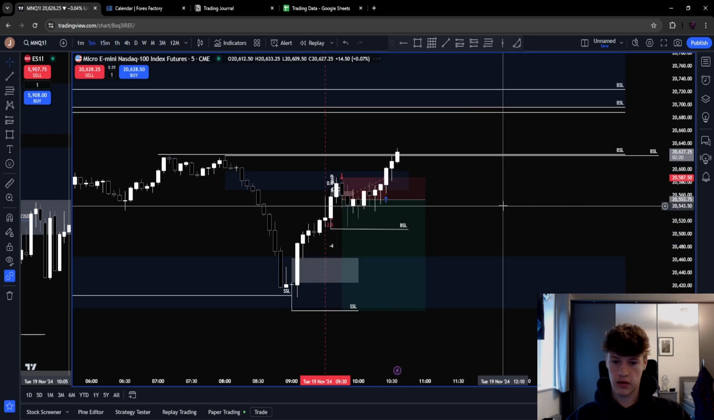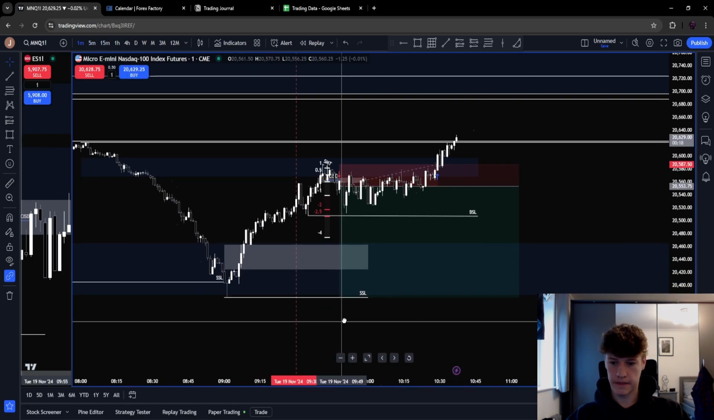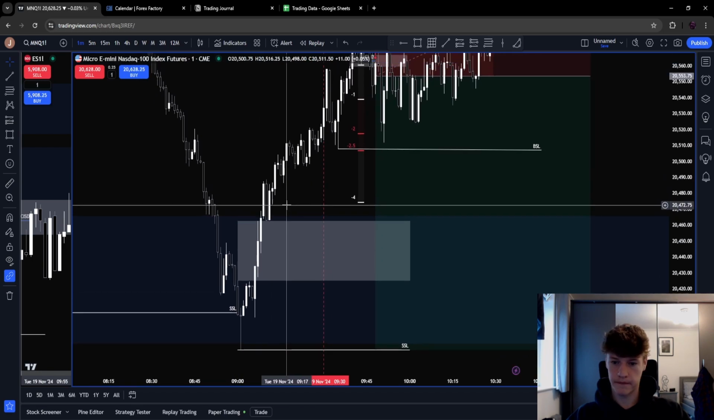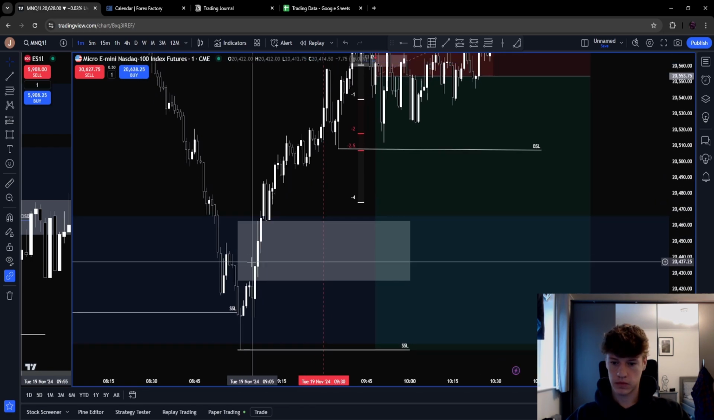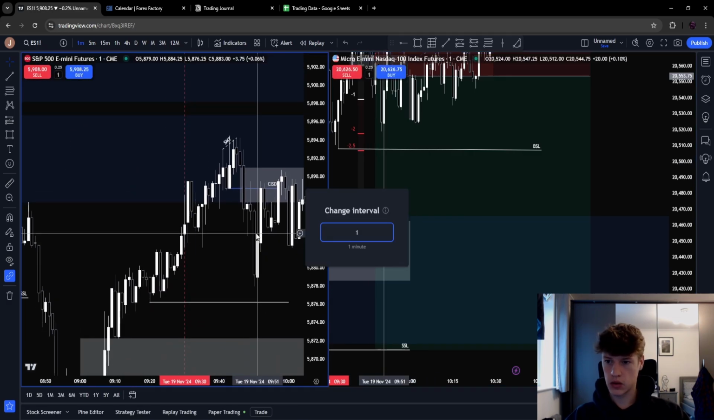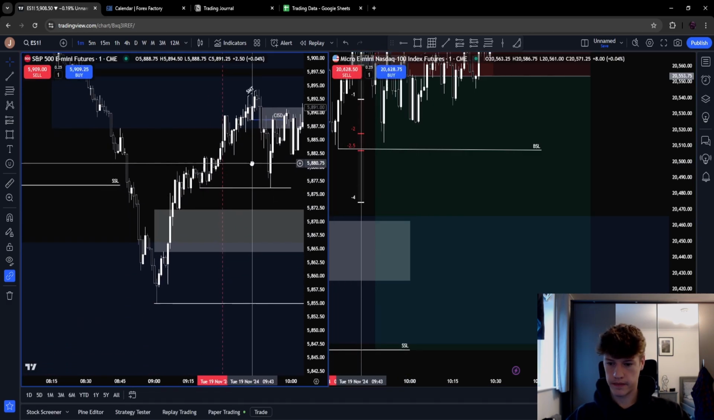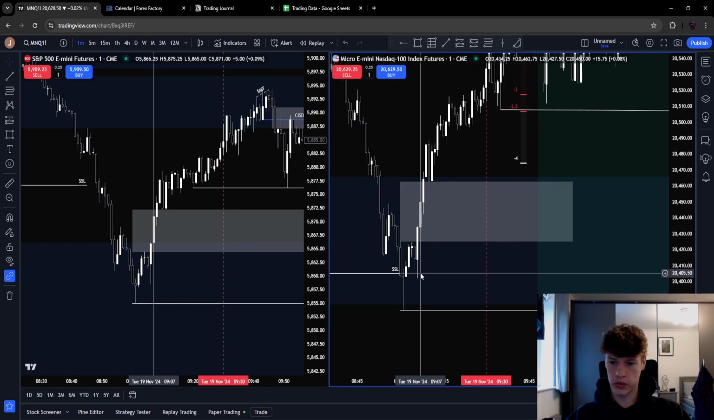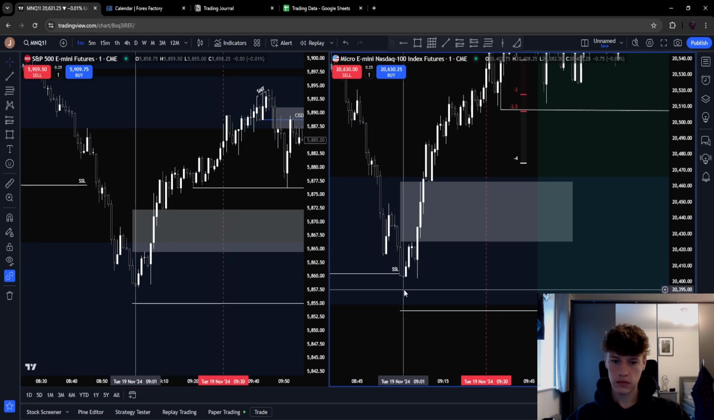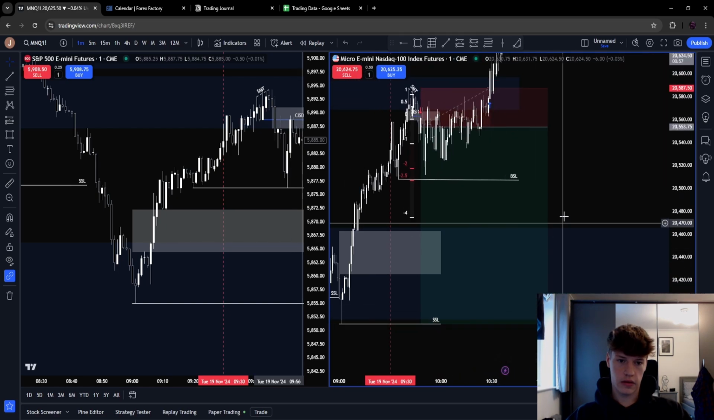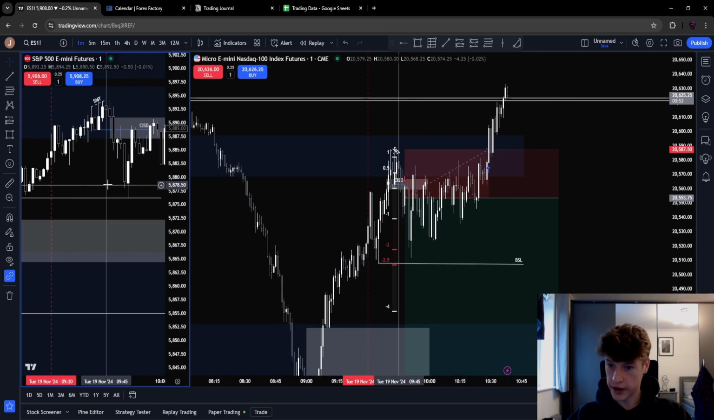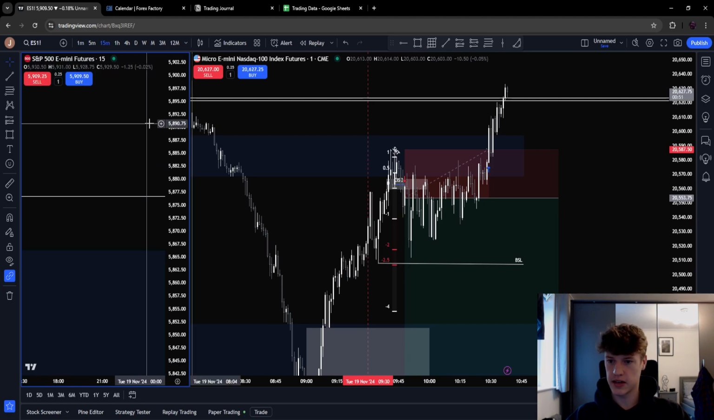So the ideal place to enter was down here somewhere during pre-market. I'm not sure. I'm on 1 minute already on ES. Now, there's no SMT at these lows anyway. So the ideal thing to do today was not to take a trade because the models did not align. And that is the important thing to take away.